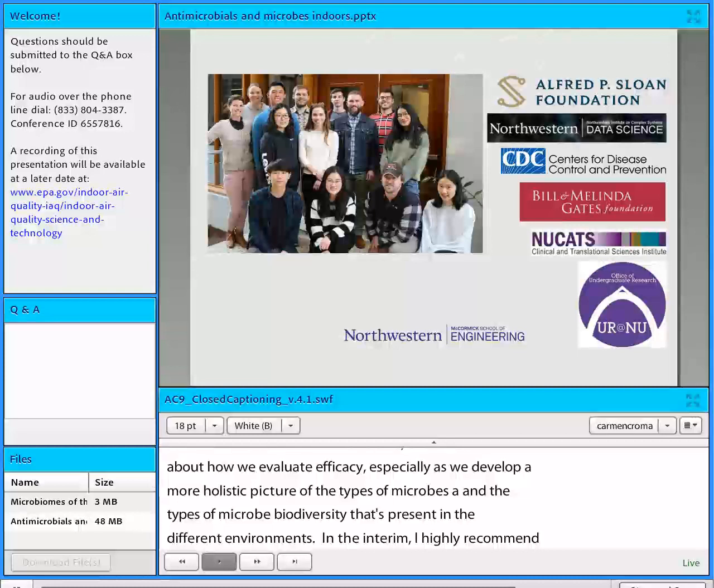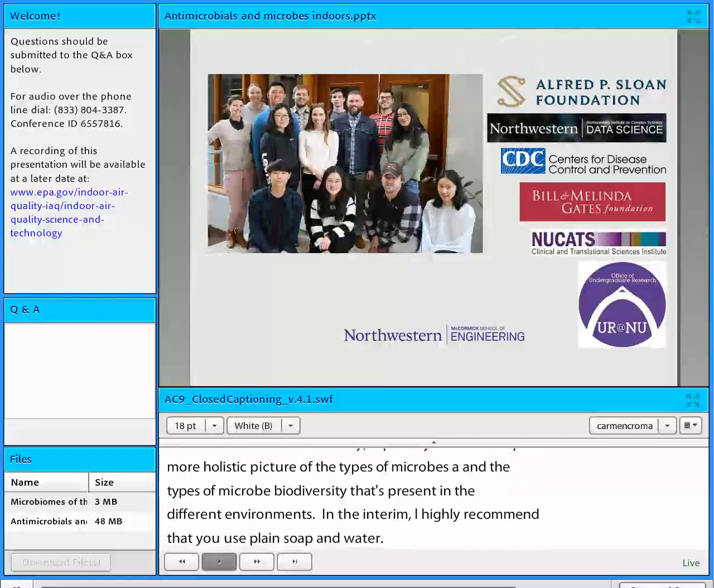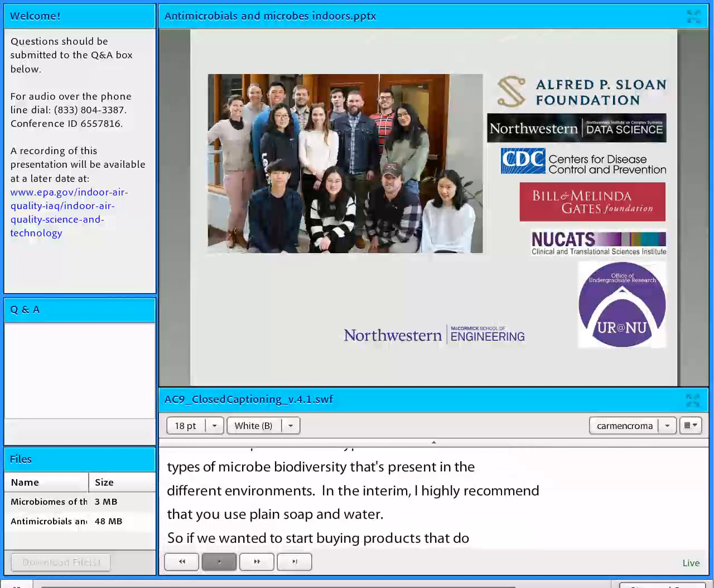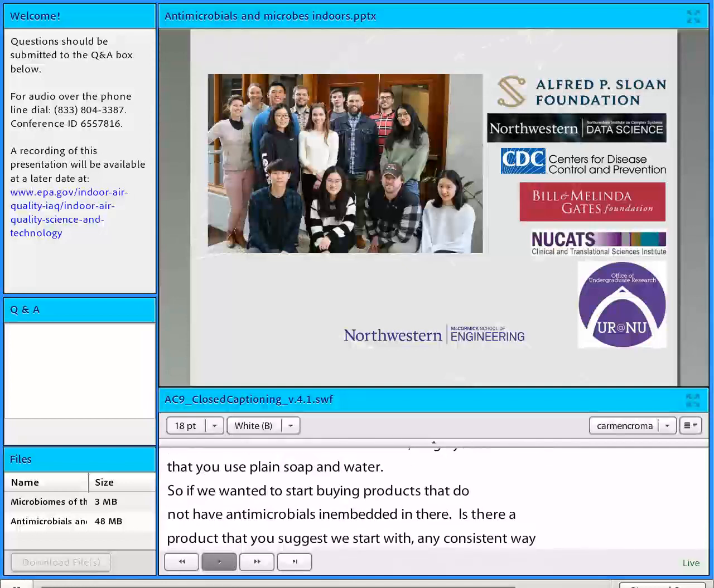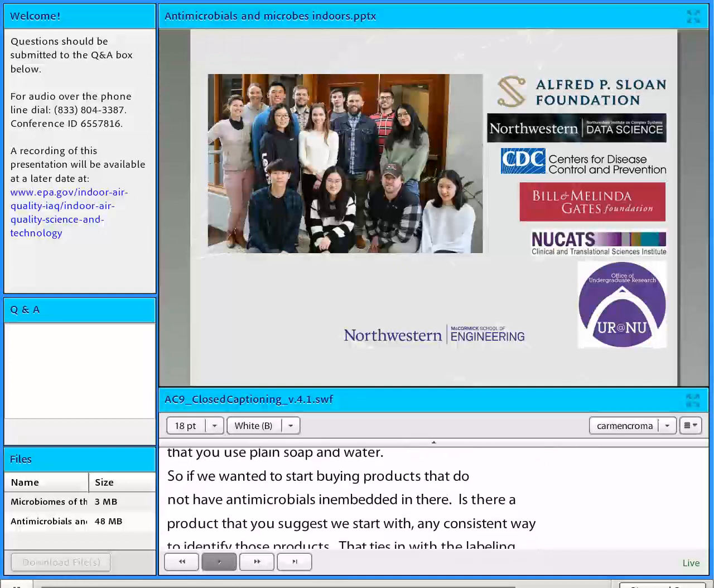Great. So if we wanted to start buying products that do not have antimicrobials embedded in them, are there any specific products that you recommend we start with? Is there a consistent way to identify these products? And that kind of ties in with your labeling towards the end of your presentation.